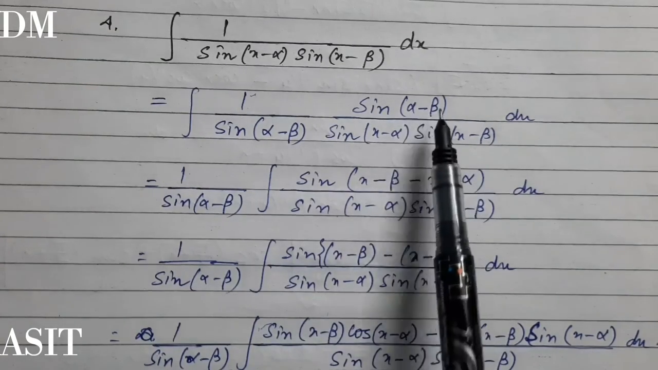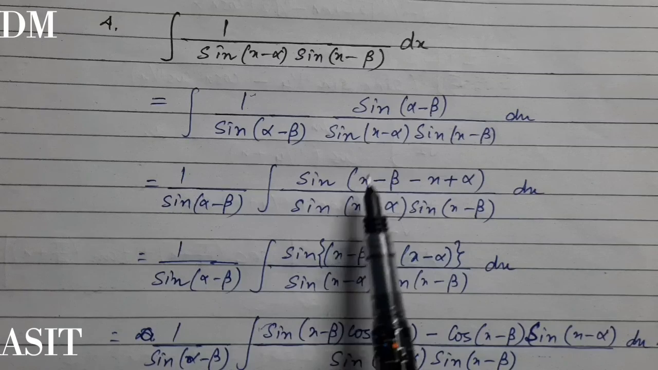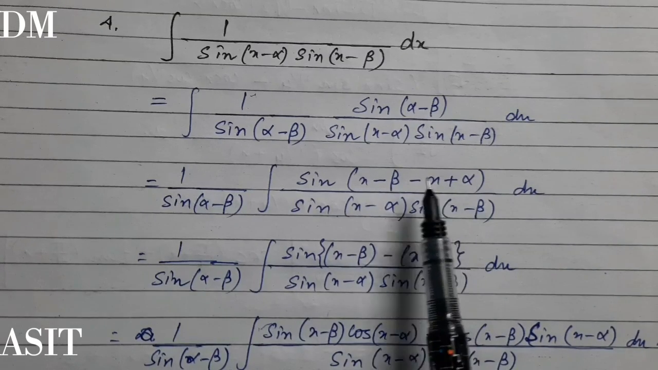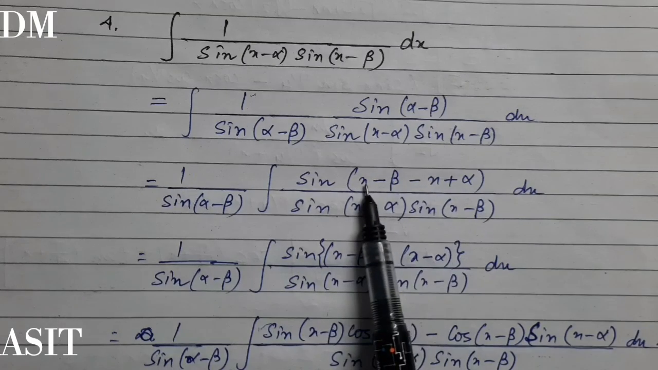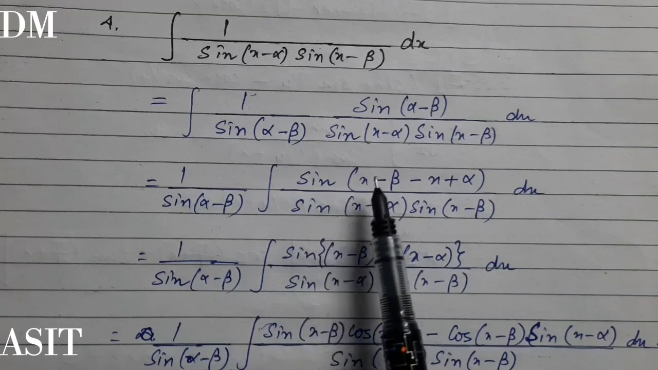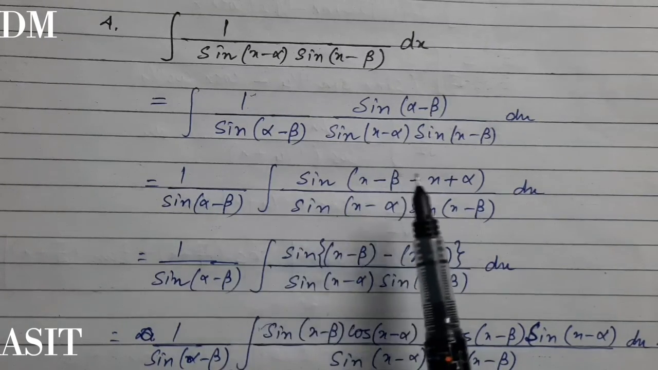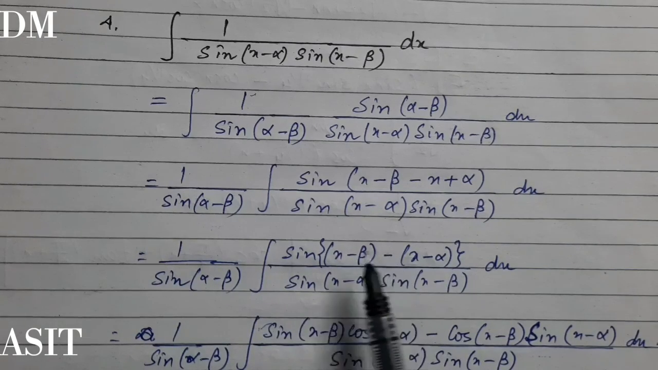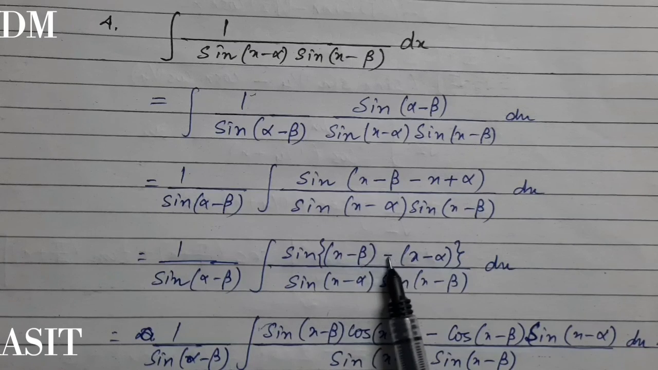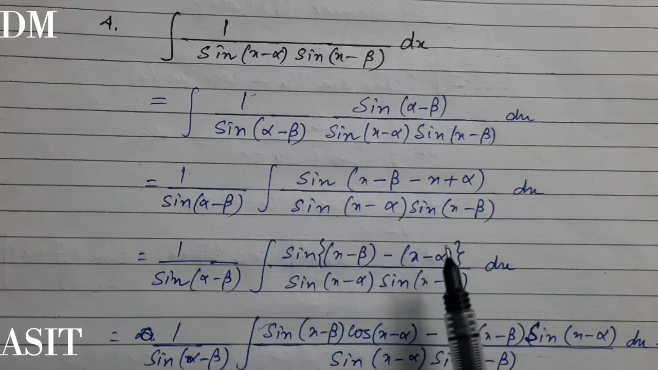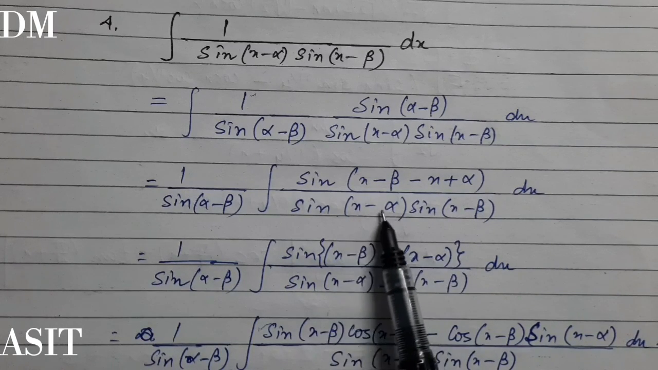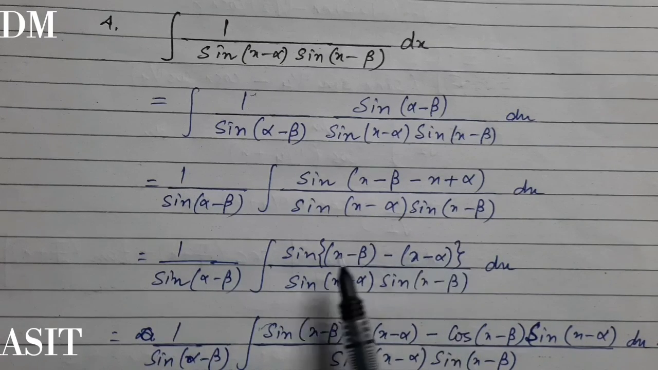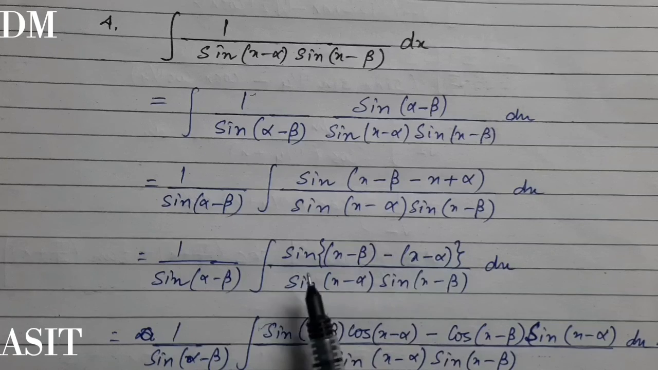Now this alpha minus beta can be written as (x minus beta) minus (x minus alpha). So here I am adding and subtracting x. In fact we can take the minus common, so it will be sine of ((x minus beta) minus (x minus alpha)). Now we can see that x minus alpha and x minus beta are there in the denominator, and we are getting some form of x minus alpha and x minus beta in the numerator also.